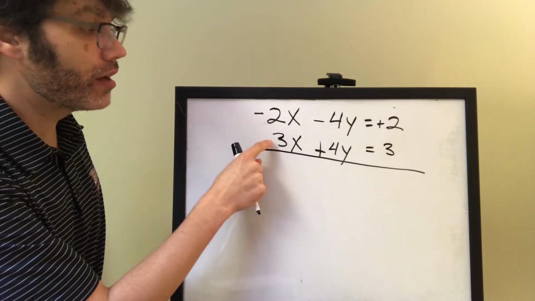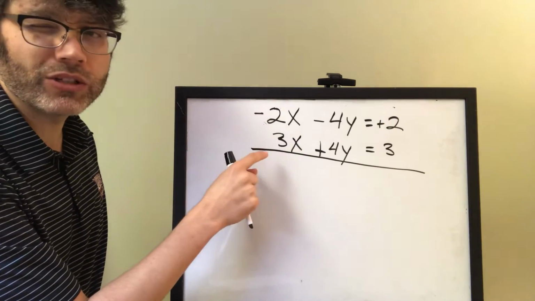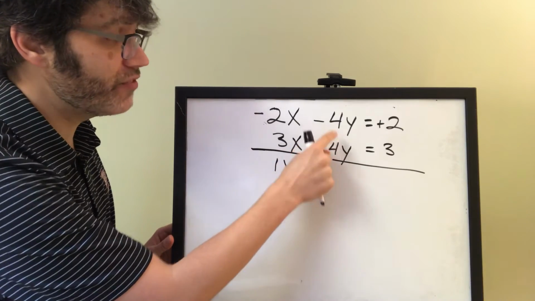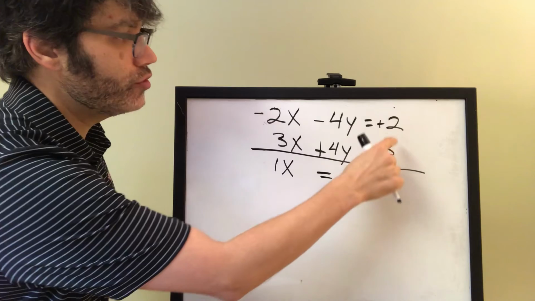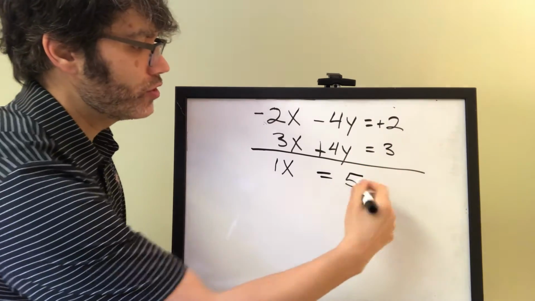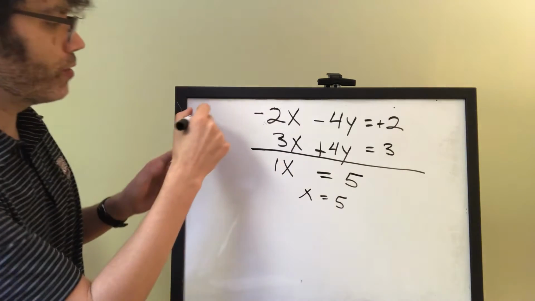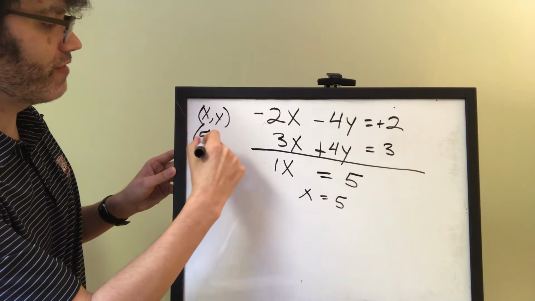-2x plus 3x, so we're adding these two. -2 plus 3 is 1, so that's 1x. -4 plus 4 is 0, so we have 0y or just nothing. And then 2 plus 3 is 5. So I have 1x equals 5, or x equals 5. So I'll put that over here as my x value, so that's 5.